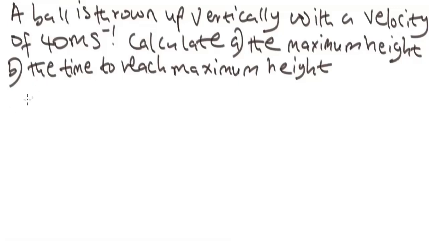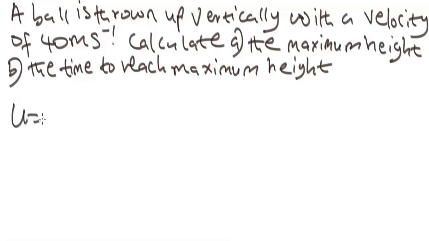Solution. Remember, this is a motion under gravity. Look, the ball is thrown up. Now it's going against gravity because it's not falling, it's going up. Remember what I told you initially when I was starting this video. Since it's going against gravity, that means our g will be negative. So let's write our parameters.